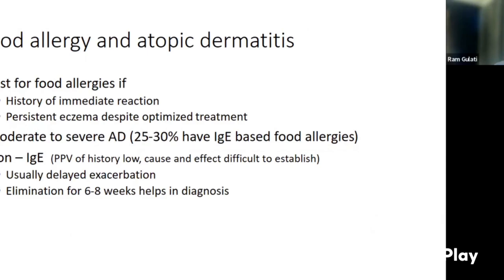In IgE-based allergy, the history is very, very important. In non-IgE, the positive predictive value of history is very low because it is very difficult to establish a cause and effect relationship. Usually it's a delayed exacerbation, which can be a few hours to a few days. The only way you can probably deal with these is to eliminate the suspected food article for 6 to 8 weeks under nutritional guidance.